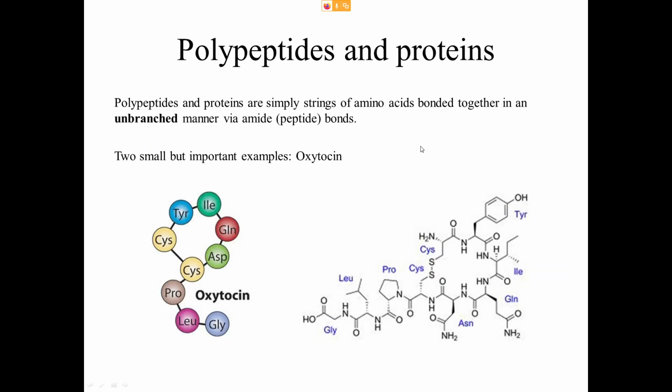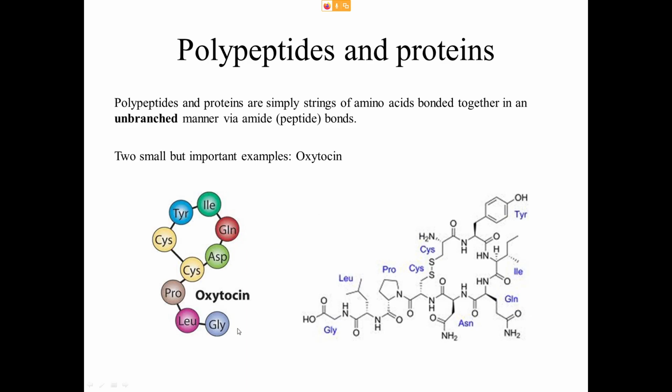Okay, so let's start putting a few of these together. Here's a cartoon of a very small peptide called oxytocin, which is used in the body as a signaling messenger hormone. And here's a more drawn out chemical structure of the same molecule. What it's showing on the left is all the amino acids that are put together in order, and then on the right are all those amino acids drawn out in their chemical structures.